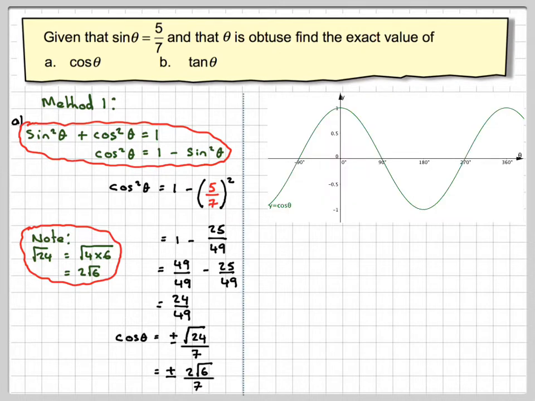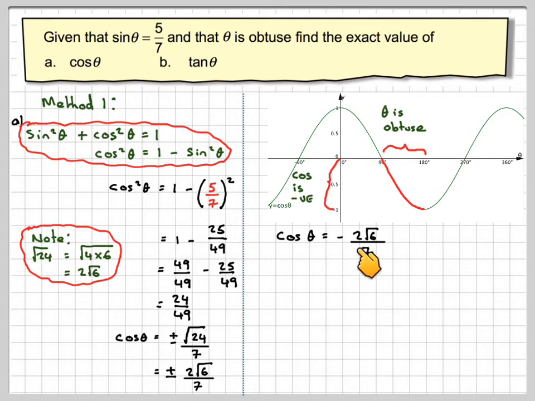Well, one way to do it is to consider the graph. This is the graph of cos, so you need to know the graphs. What is an obtuse angle? An obtuse angle is between 90 and 180, so let's just mark that bit on the graph. And we can see for cosine between 90 and 180 that the actual value of cosine will be negative. And therefore we say that cos theta will be minus 2 root 6 over 7. In the next method I'll show you another way of doing that as well.